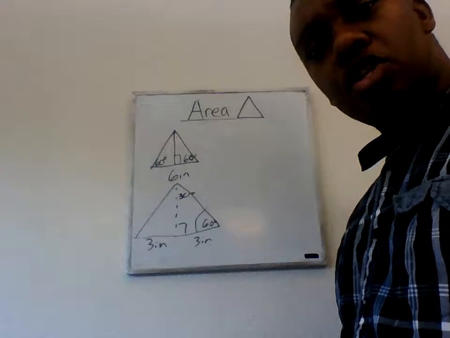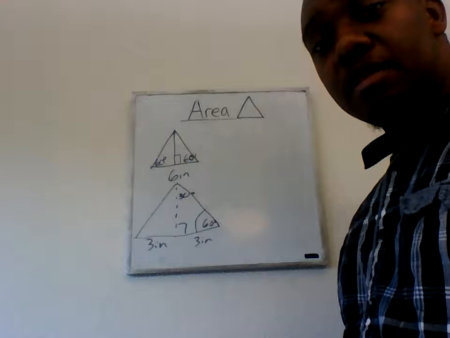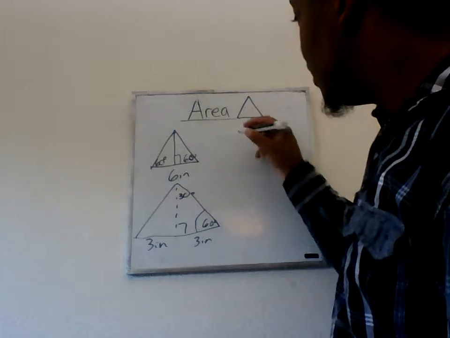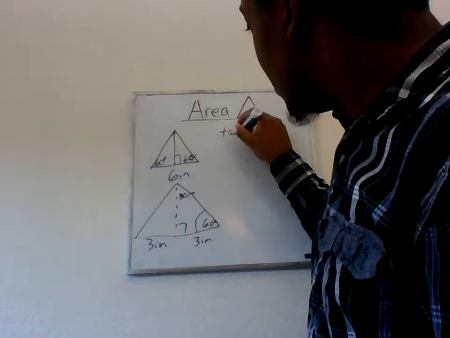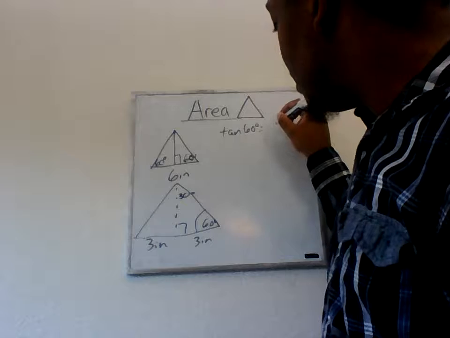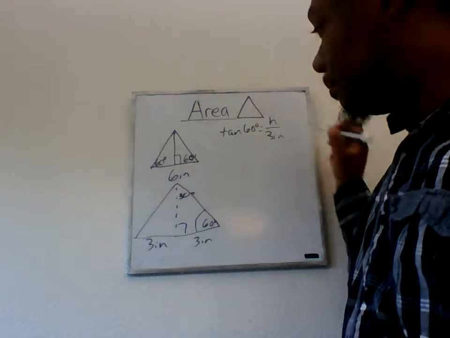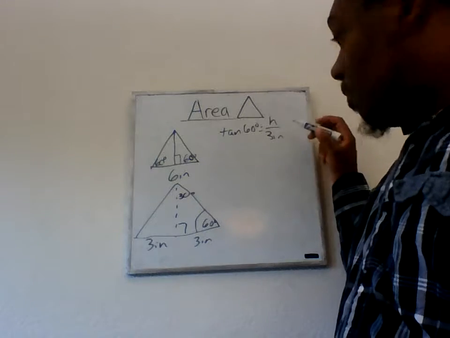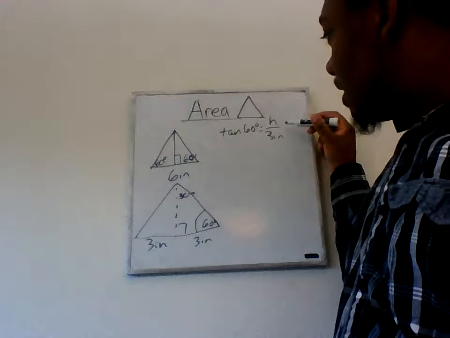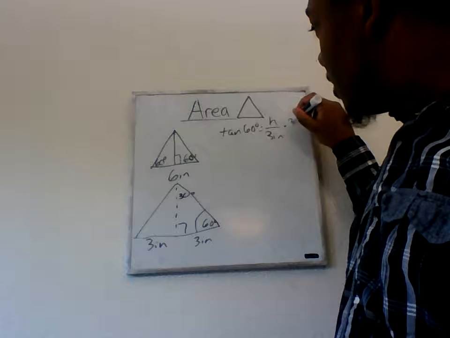Opposite and adjacent. Which trig function uses opposite and adjacent? That's right, it was tangent. So I know that tangent of 60 degrees is going to be equal to my h, or my height, divided by my 3 inches. Okay. Well, using some algebra, I can solve for h by multiplying both sides by 3 inches.